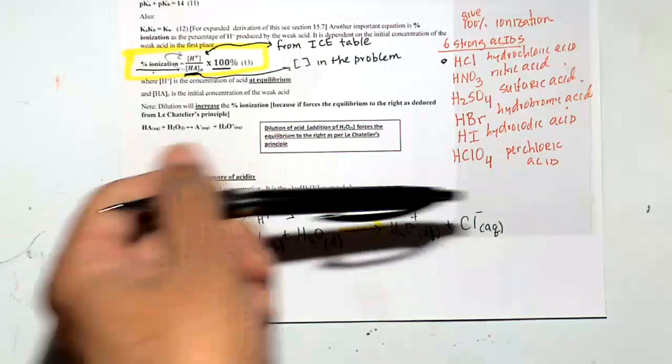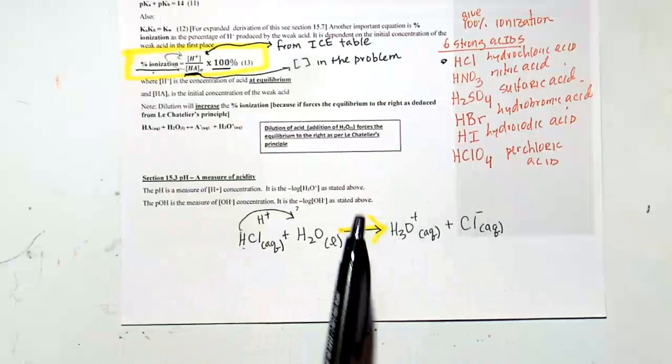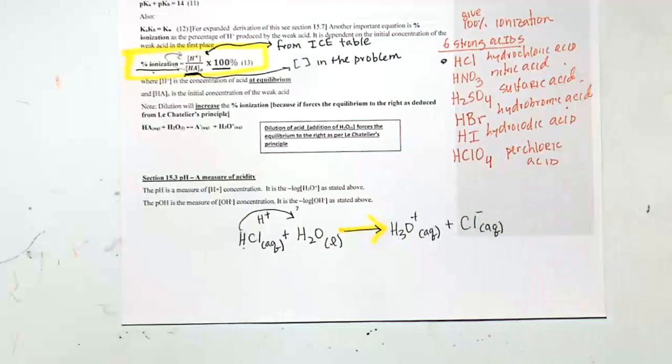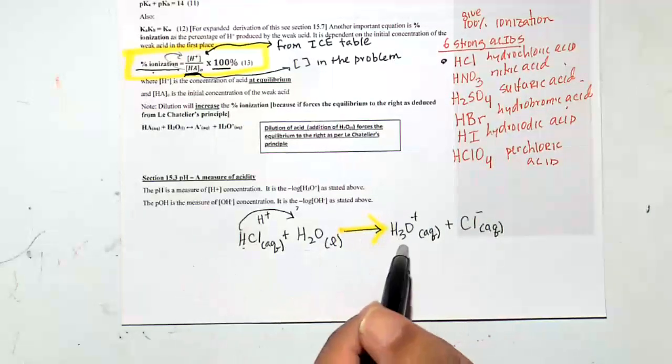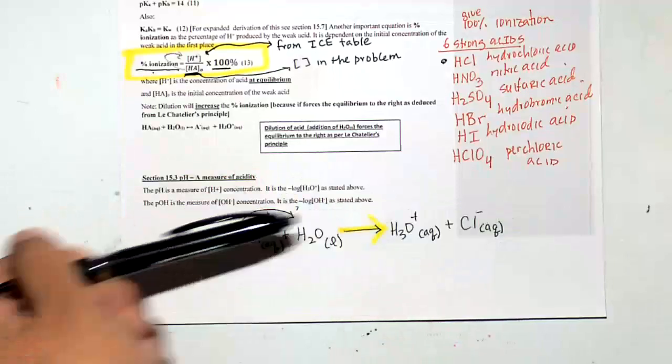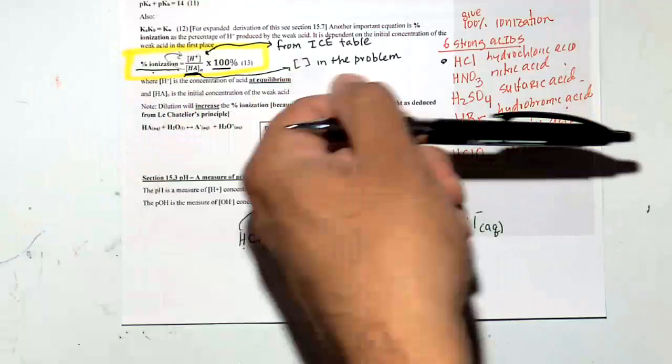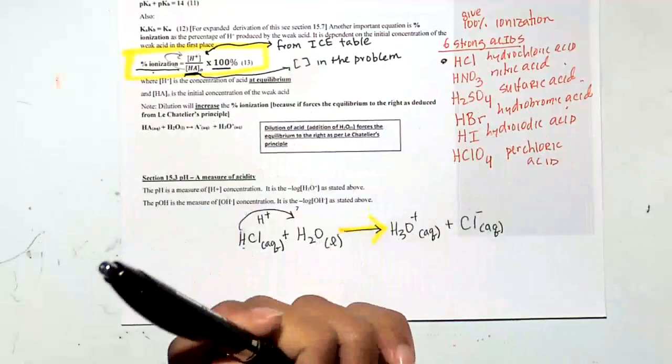This is not an equilibrium. This is 99 to 100% moving forward. It's going to be like that for all 6 of these strong acids. If it's not one of these 6 acids, then it's an equilibrium. But if it is one of these 6 strong acids, it's going this way. This is what we mean by a 100% ionization.